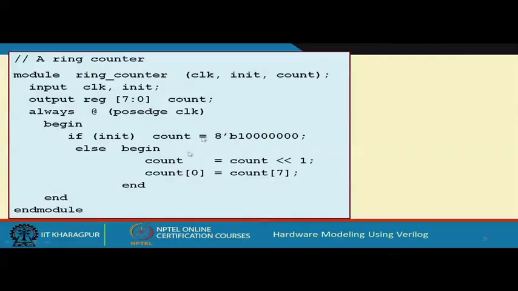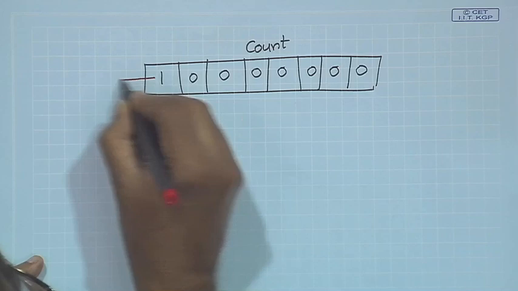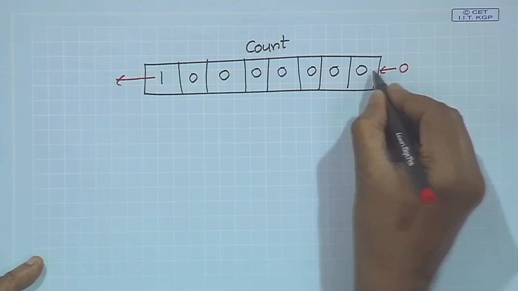Now, in this code what we are doing, in this begin end, we are first shifting count left by 1. So, if you shift it left by 1, this 1 will go out and disappear, and shift left by default will feed a 0 on the right. So, the counter will become all 0.